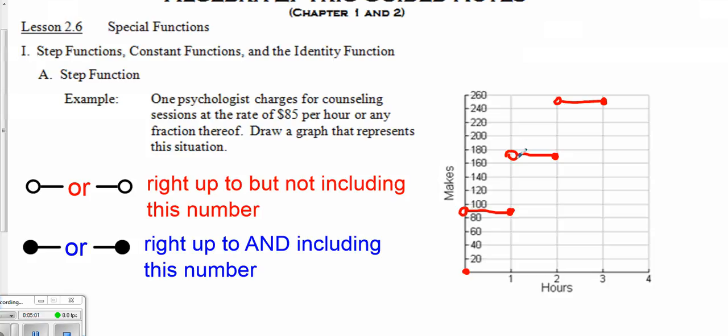Okay, so open circle doesn't include, closed circle does include. So that situation, that example of the psychologist or any doctor or somebody that you go see for so many dollars per hour, that should help make sense of what a step function is and what it looks like.